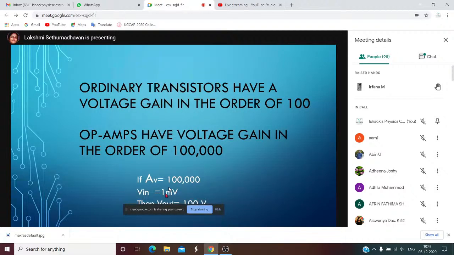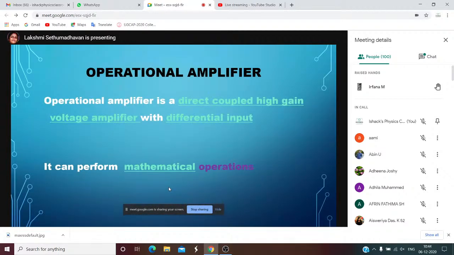So my output will be limited by the power supply that we give, or the biasing that we give. If my biasing is 15 volt, I can only expect up to 13 or 13.5 volt output. There'll be some loss, so you can only expect up to that. Though this equation of AV, this open loop gain, will give you an output of 100 volt, practically you won't get it, or else it would have been very easy for matters. So that is about the high gain voltage amplifier.